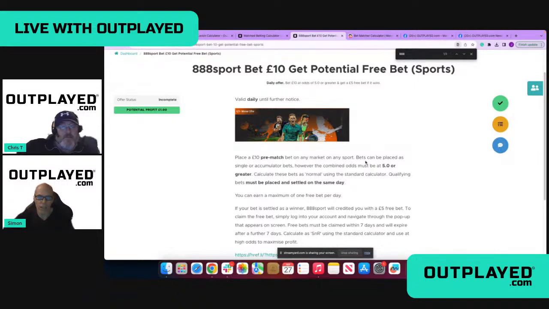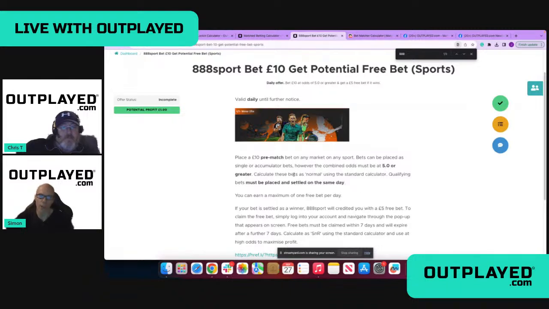You can do single or accumulator bets, which could be useful if you're doing an offer that has accumulators in it. But you need to know that the total odds, the combined odds, need to be 5.0 or greater. The reason being, I'll show you why they have minimum odds of 5 for this offer. So calculate these bets as normal using the standard calculator. More information there. Maximum 1 free bet per day.